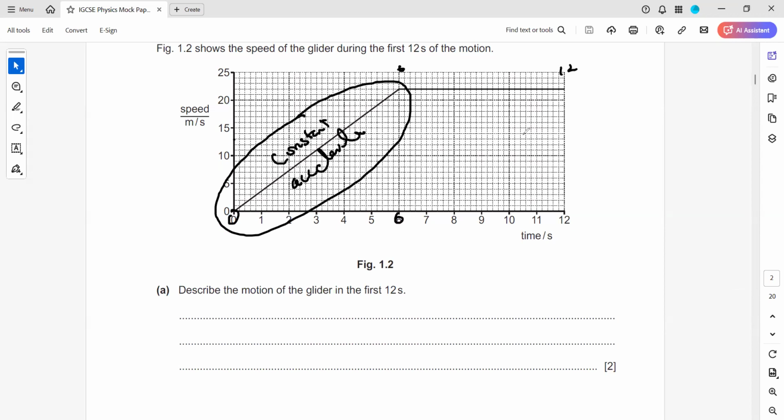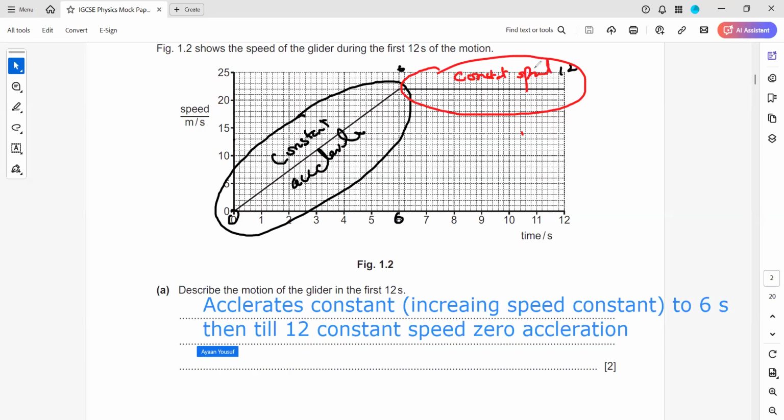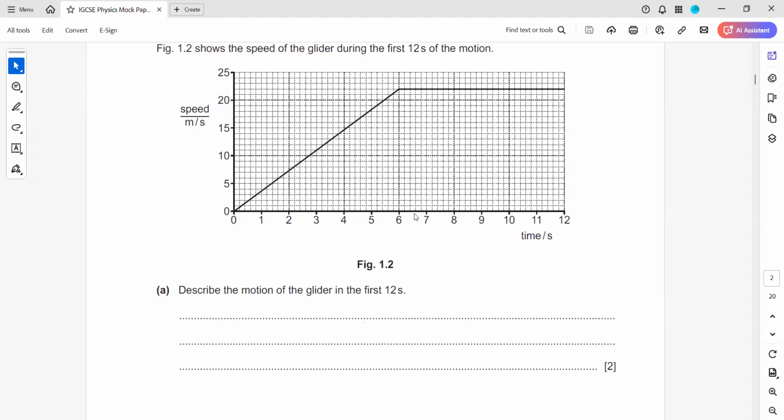The speed is not changing. As the speed is not changing, we can say it has a constant speed or zero acceleration. So the speed increases from 0 to 6 seconds, until the speed is constant and it has zero acceleration or no acceleration. Whenever you see a speed time graph, you will use the term acceleration to explain. And if you see a distance time graph, you will use the term speed to explain the graph.